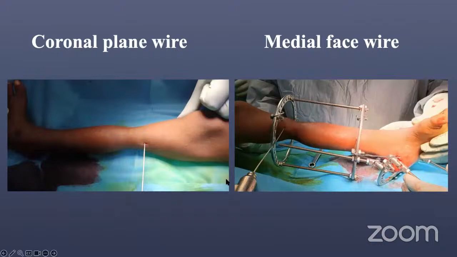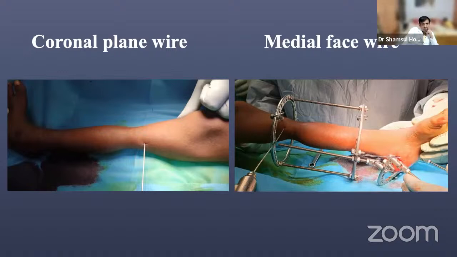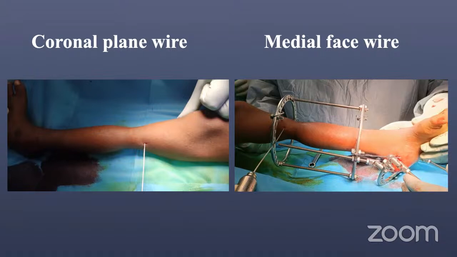So after seeing this arrangement of neurovascular structures, we can figure out that these 2 planes can be used throughout the length of the tibia for putting a wire. The one is the coronal plane, where the wire is placed parallel to the ground, starting from lateral to medial and remaining in the anterior half of the lateral surface of the tibia. The second is the medial face wire, where the wire is placed parallel to the medial surface of the tibia, and it can be put from lateral to medial or medial to lateral. Both techniques have been described in literature.